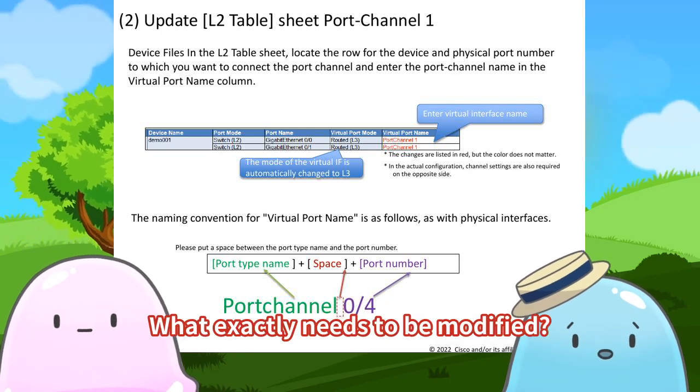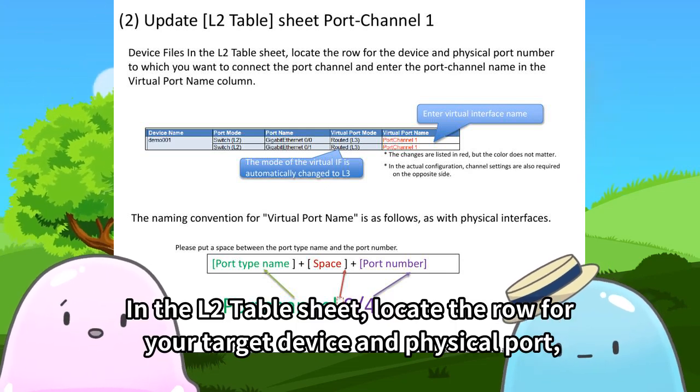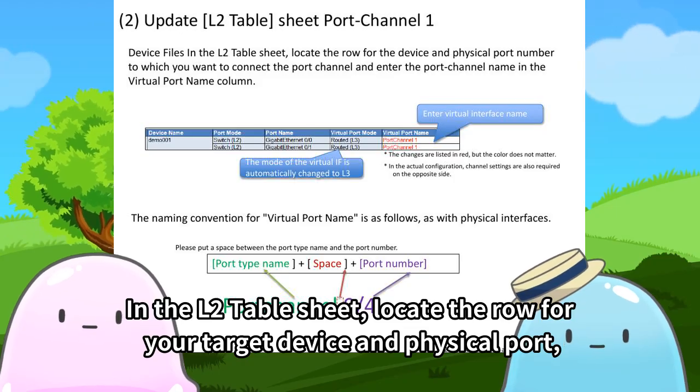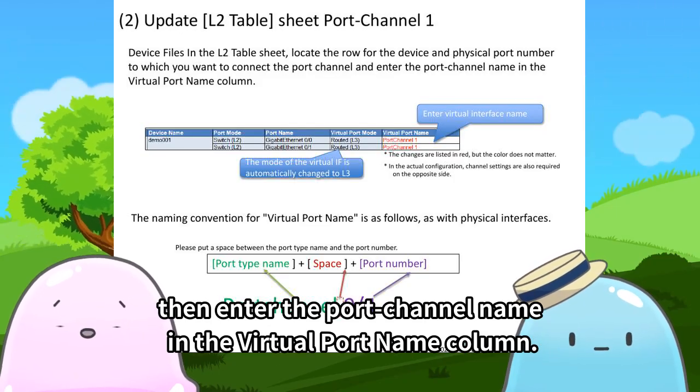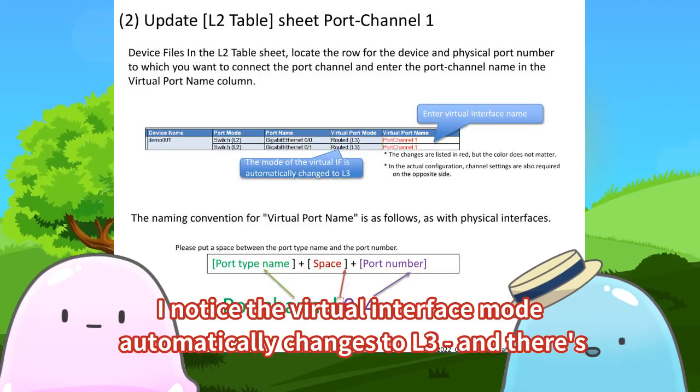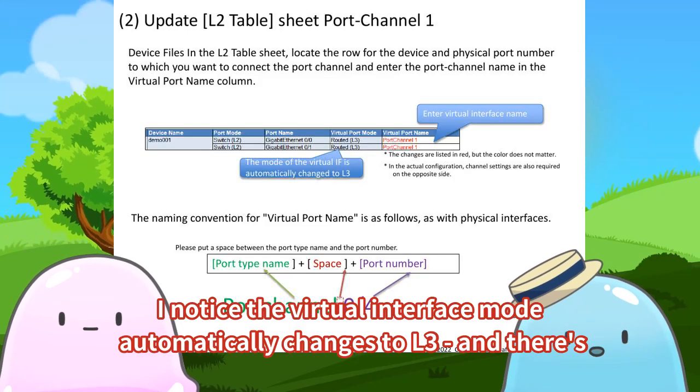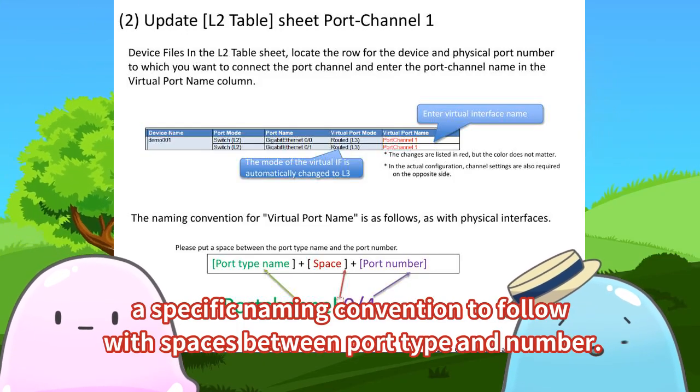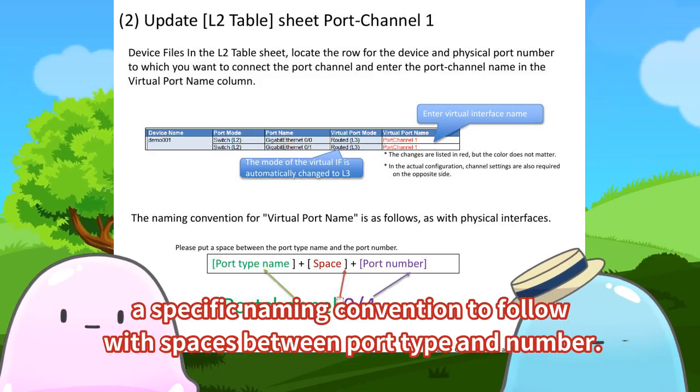What exactly needs to be modified? In the L2 table sheet, locate the row for your target device and physical port. Then enter the port channel name in the virtual port name column. I notice the virtual interface mode automatically changes to L3, and there's a specific naming convention to follow, with spaces between port type and number.